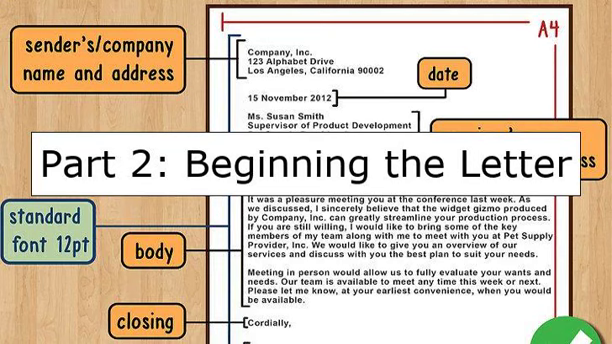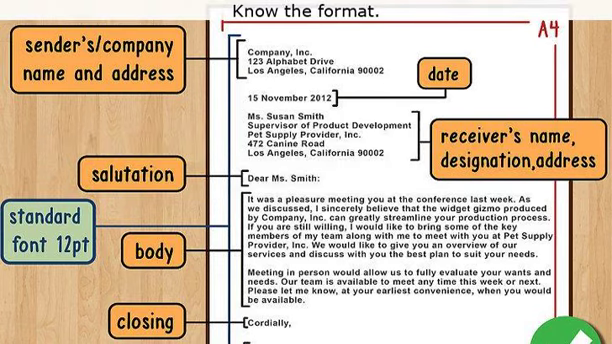Part 2. Beginning the letter. Step 1. Know the format. Whatever the content of your letter, there are a few business standards to follow regarding the way it looks.